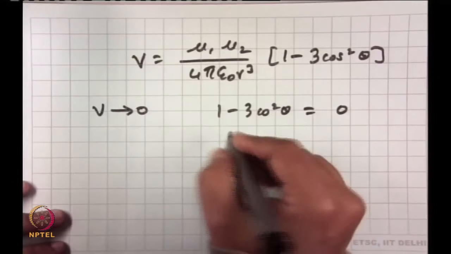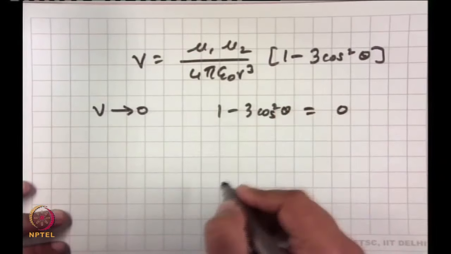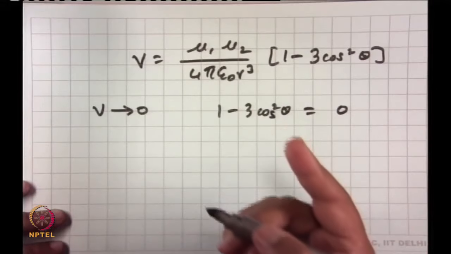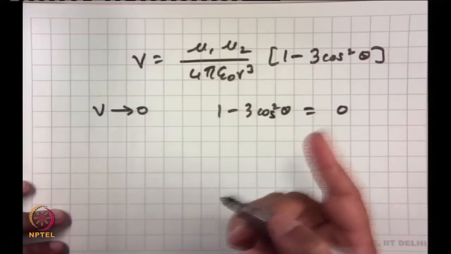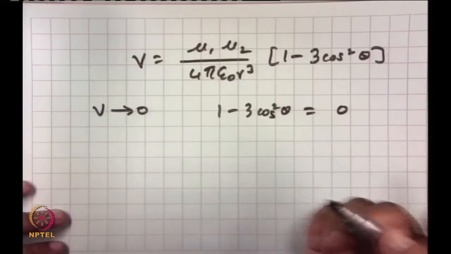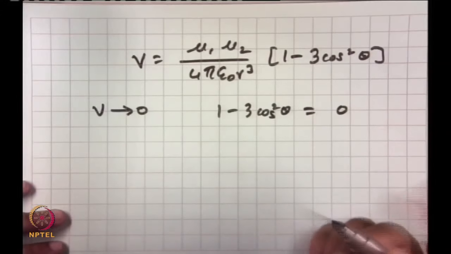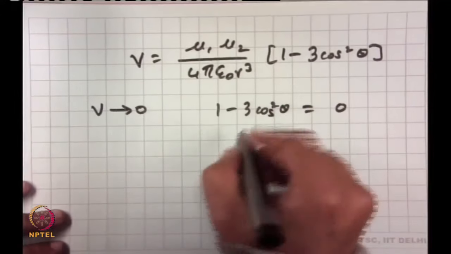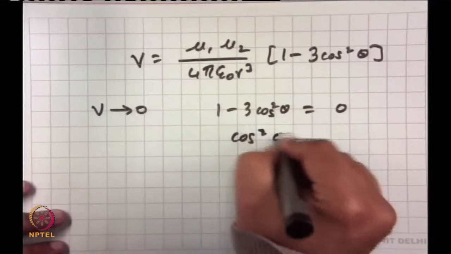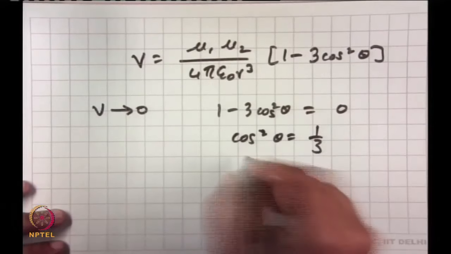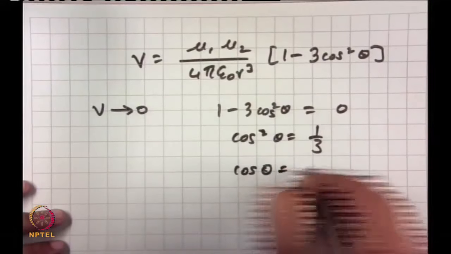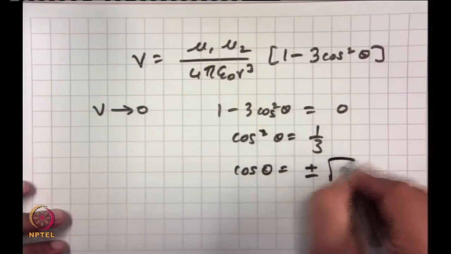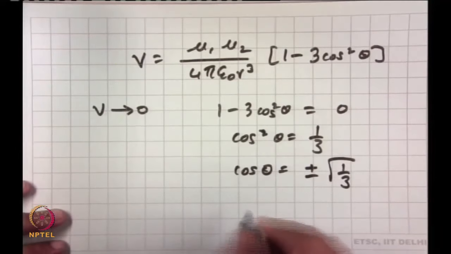So, what you are trying to find out is at what angle you would not be having any interactions between the dipoles, that is essentially what you are saying, right. That means if V is going to 0. So, here I can write cosine squared theta is equal to 1 by 3, or cos theta is equal to plus minus 1 by root 3.